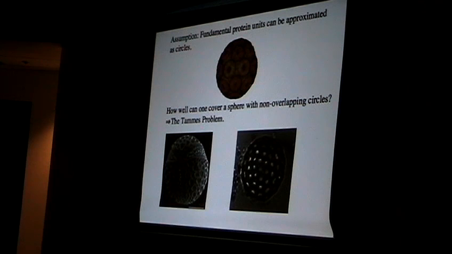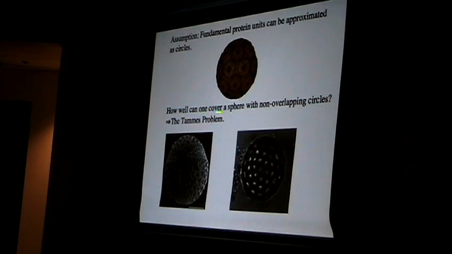So now a question one can ask is, how well can one cover a sphere with non-overlapping identical disks? If you want to cover the surface of this sphere with disks, how well can we do that? This is actually an old mathematical problem called the Tammes problem. Tammes was a Dutch botanist looking at the distribution of pores over pollen grains, and he posed this question.